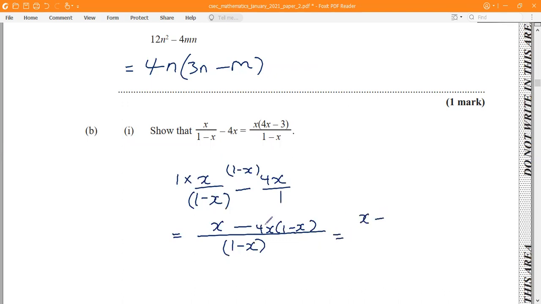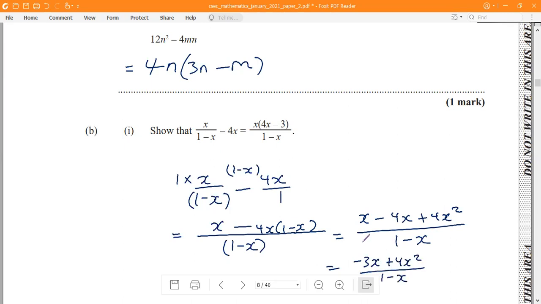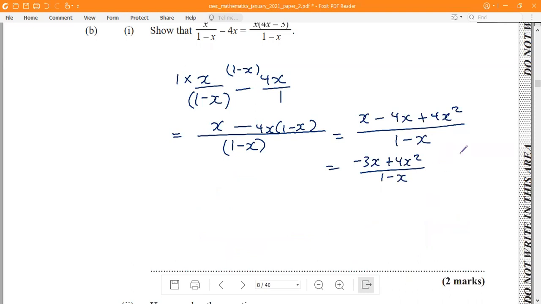Here we expand this out. So 4x times 1 is 4x. All right. And a negative times a negative is a positive. So 4x times x is 4x squared over 1 minus x. 1x take away 4x is negative 3x plus 4x squared over 1 minus x. We rearrange this so that we get 4x squared minus 3x over 1 minus x. Make that a little clearer for you.